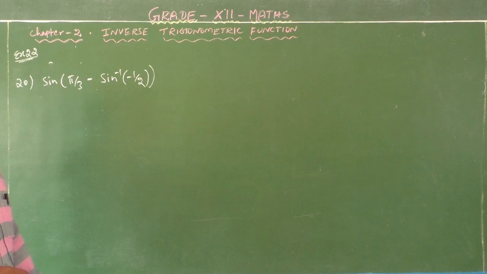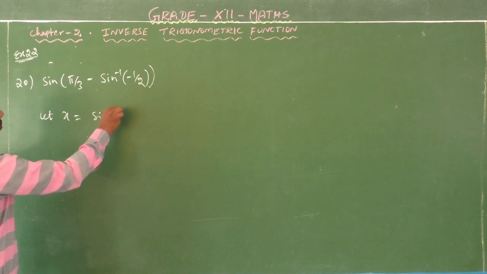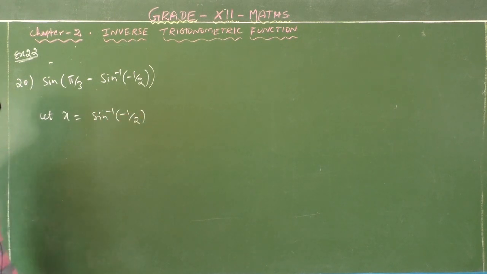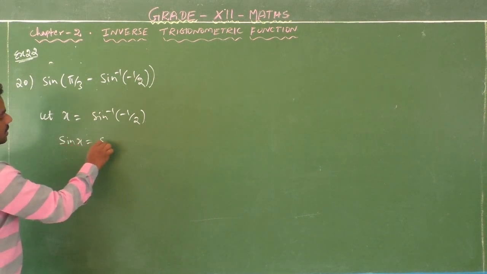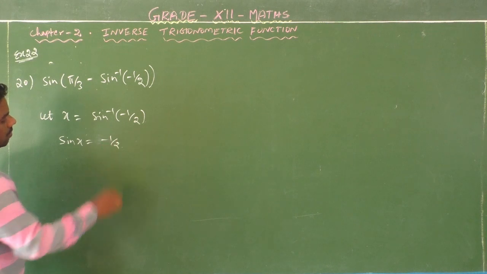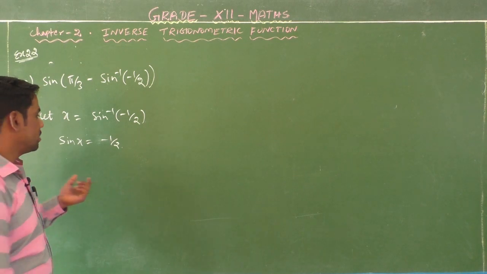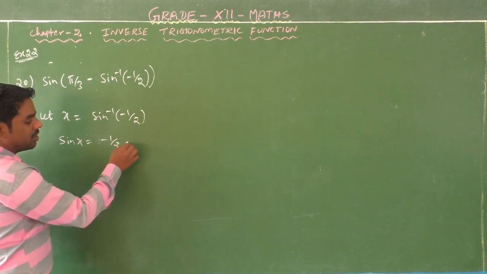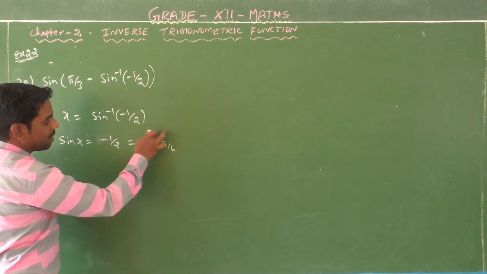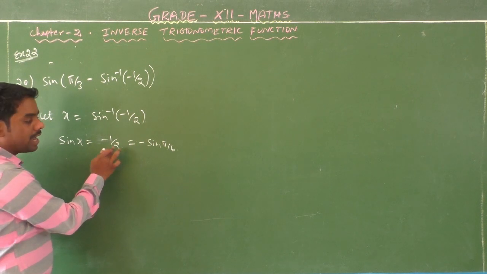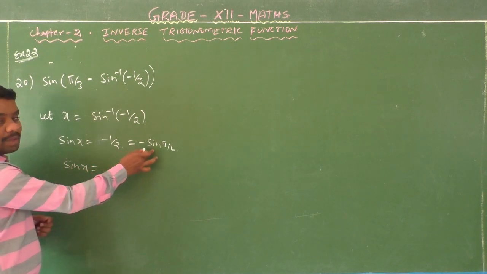Sine inverse of minus 1 by 2. Listen, let x equal sine inverse of minus 1 by 2. So sine x is equal to minus 1 by 2. You know that 1 by 2 is equal to sine pi by 6. So sine x equal to minus 1 by 2 is also equal to minus sine pi by 6. We know that the sine pi by 6 value is 1 by 2, then minus 1 by 2 is equal to minus sine pi by 6. So sine x is equal to minus sine pi by 6.